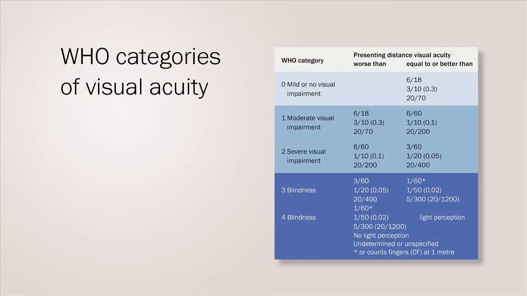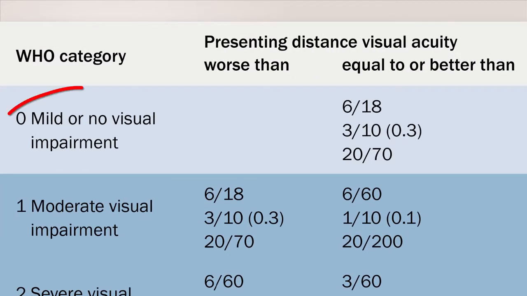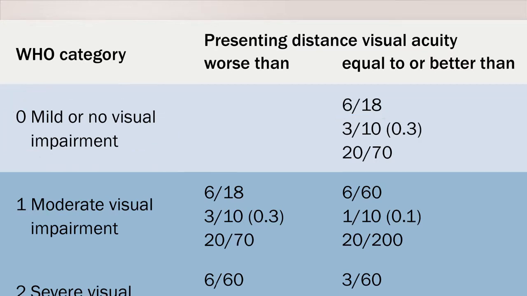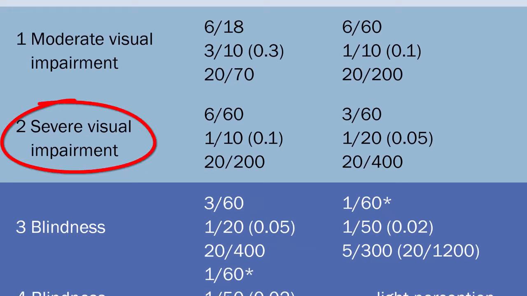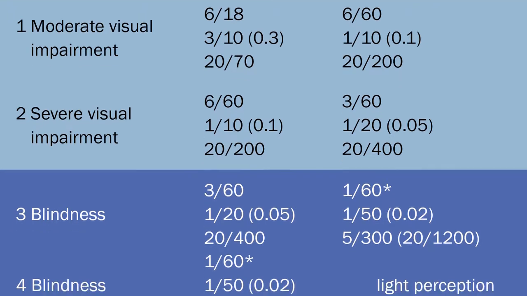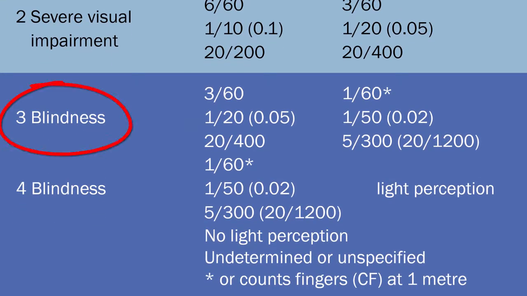The WHO's 4 levels of visual acuity are categorized and measured as follows. Category 0 is mild or no visual impairment. In this category, vision is equal to or better than 6/18, using Snellen chart measurements. Category 1 is moderate visual impairment. In this category, vision is worse than 6/18, but equal to or better than 6/60. Category 2 is severe visual impairment. In this category, vision is worse than 6/60, but equal to or better than 3/60. The final category is category 3, blindness. In this category, vision is worse than 3/60.